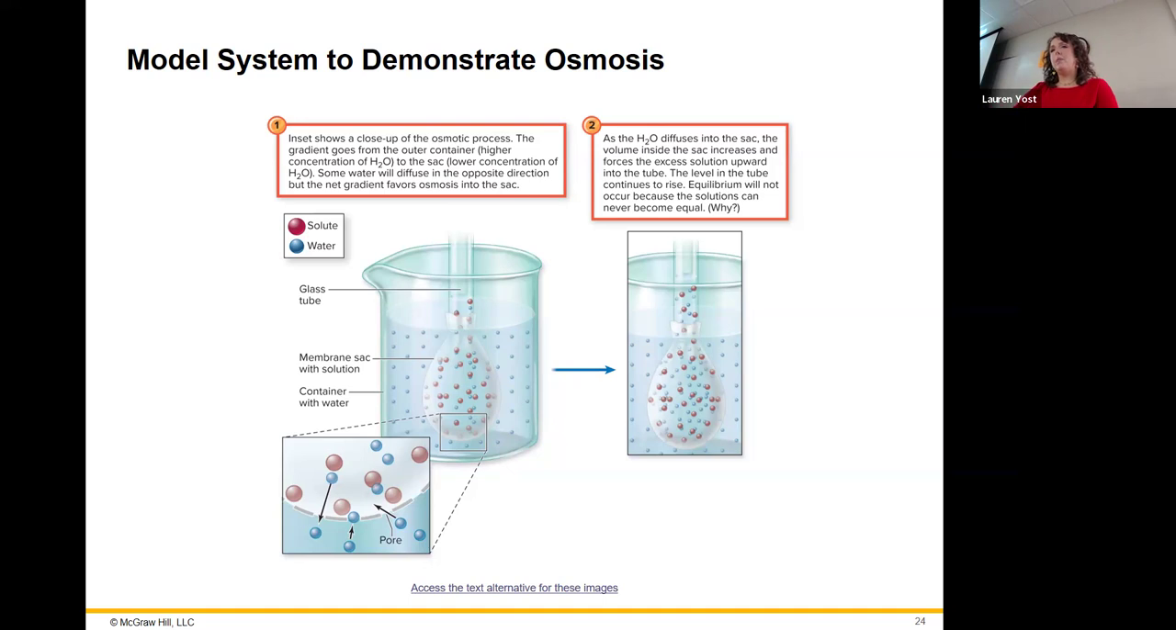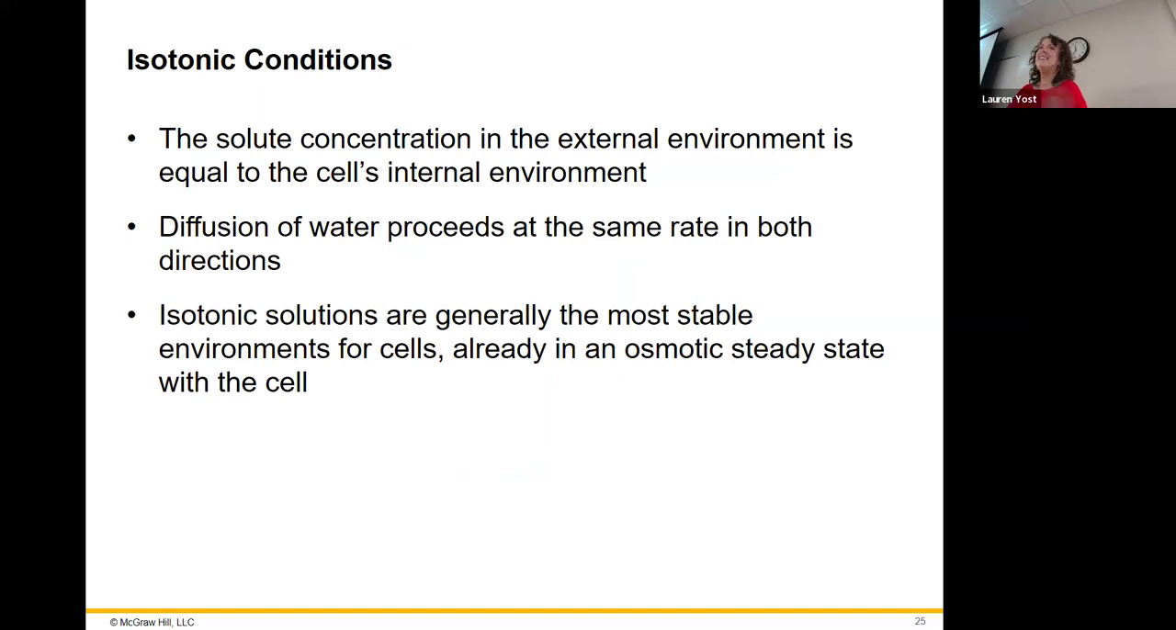The water on the outside basically wants to water down the solution on the inside. It's not equal. So the water's going to rush in and fill up that little bag to try to water down and make things equal. It never can, but it's going to keep trying. If things are equal on both sides, say we have 95% water inside the cell, and it's like 95% water outside the cell too, that's isotonic. So they're equal on both sides. That's what your body is always trying to maintain in general, that isotonic condition.